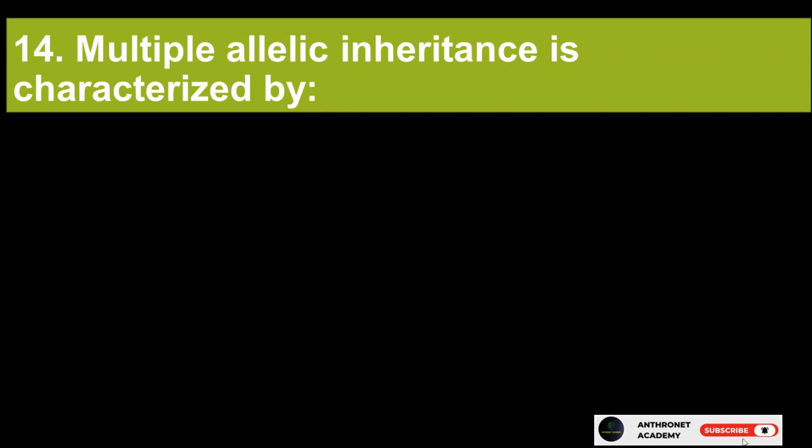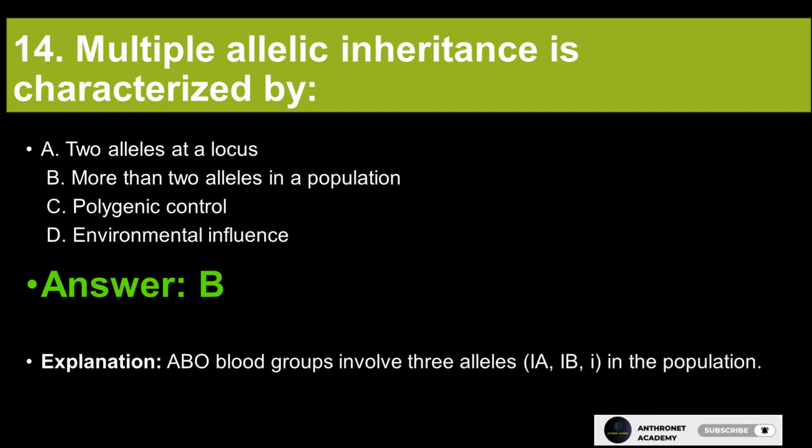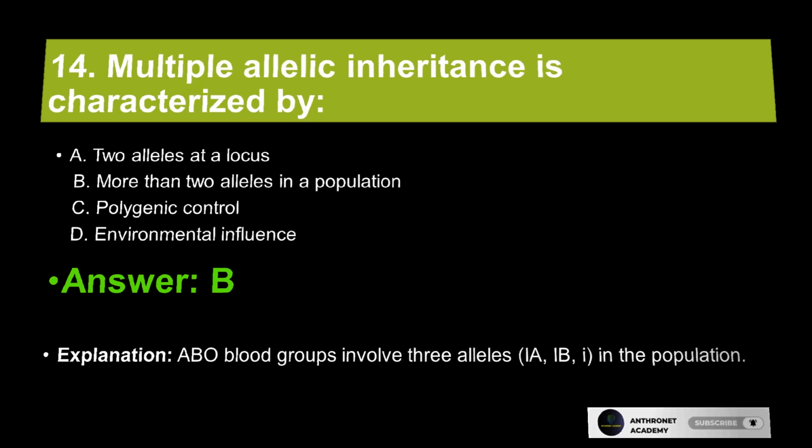Question 14. Multiple allelic inheritance is characterized by: A. Two alleles at a locus. B. More than two alleles in a population. C. Polygenic control. D. Environmental influence. Answer: B. Explanation. ABO blood groups involve three alleles, IA, IB, and i, in the population.